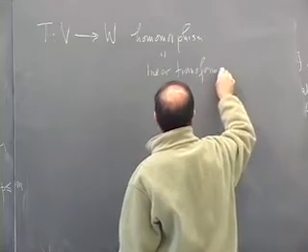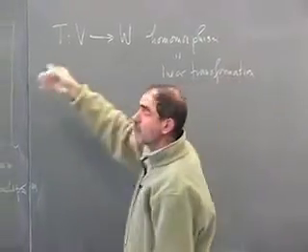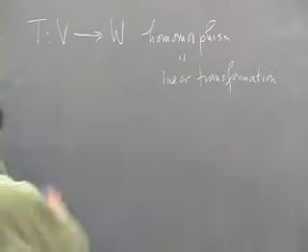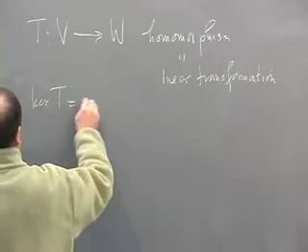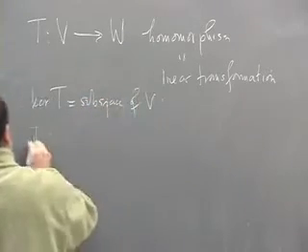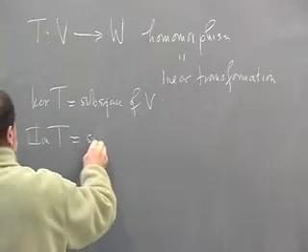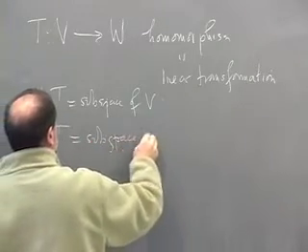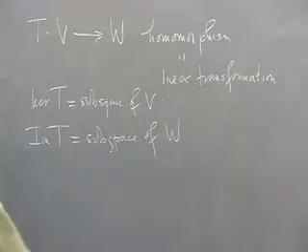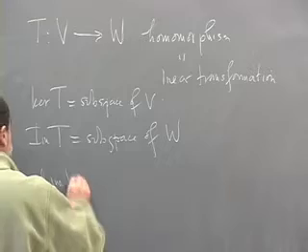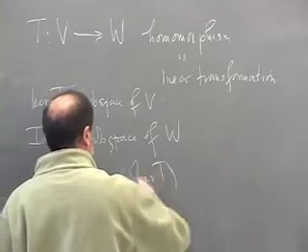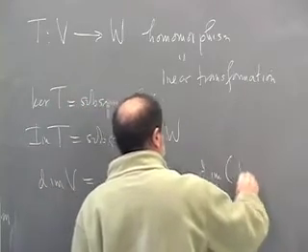So it should be a homomorphism of additive groups that commutes with scalar multiplication. And we showed that if you took the kernel of T, it was a subspace of V, and the image of T was a subspace of W, where subspace is defined like subgroup. And we showed that if V is finite dimensional, the dimension of V was the dimension of the kernel plus the dimension of the image.